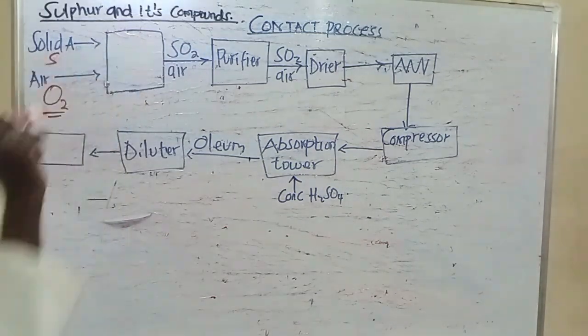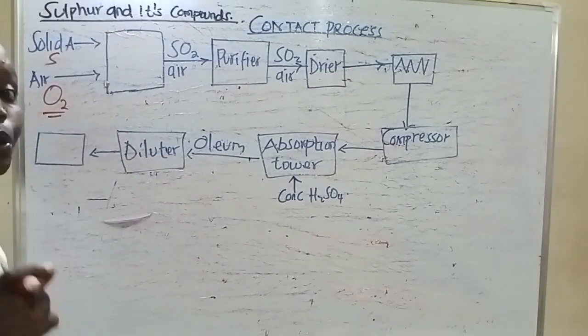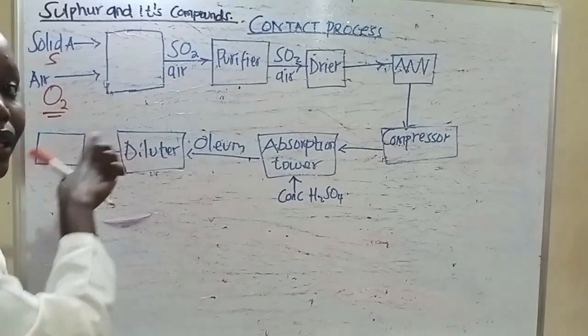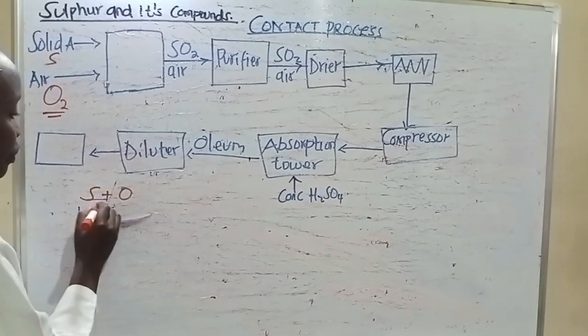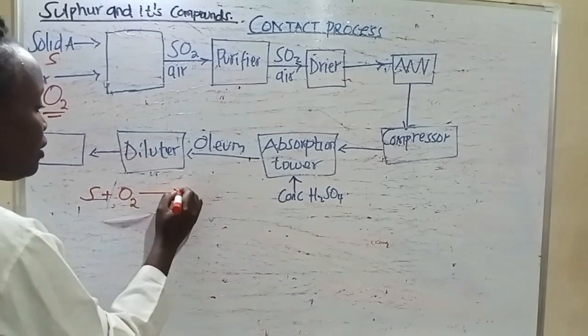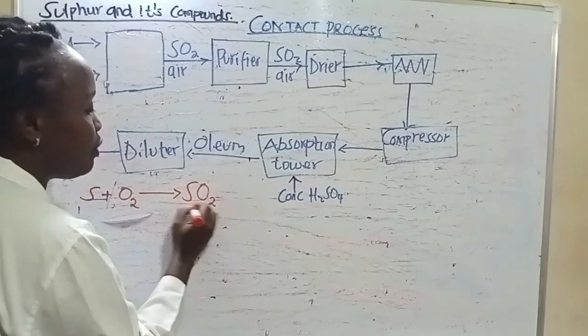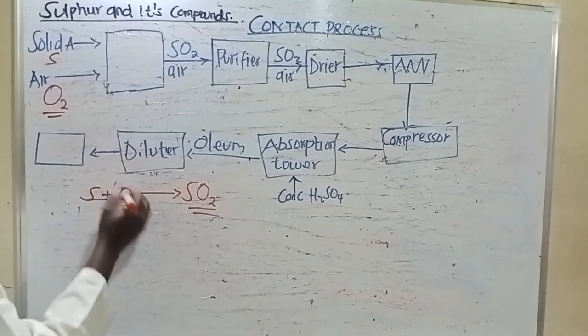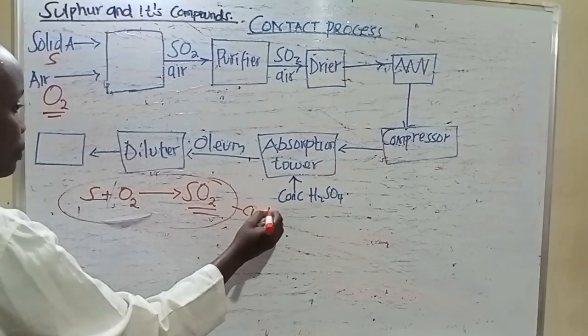Now, the first step is sulfur and oxygen are going to react. This is the combustion or a chemical property of sulfur. So sulfur plus oxygen, what do you get? You get sulfur IV oxide. So this whole process, you're saying it's what you call combustion.